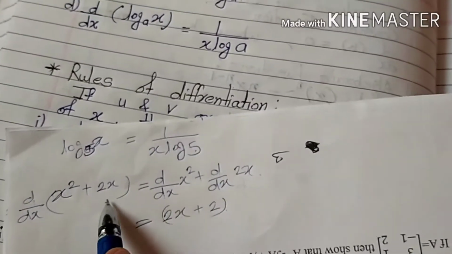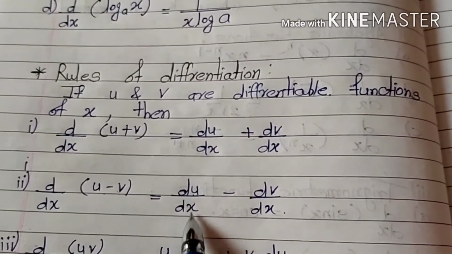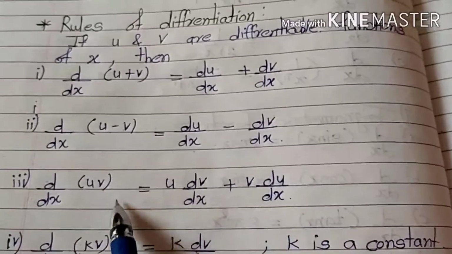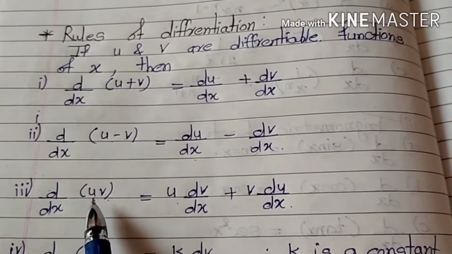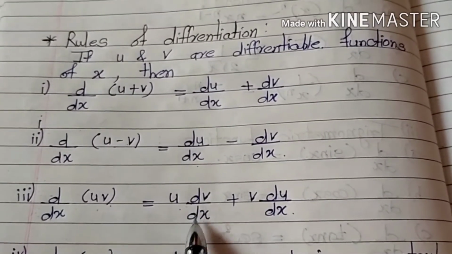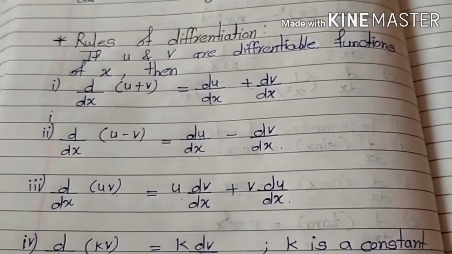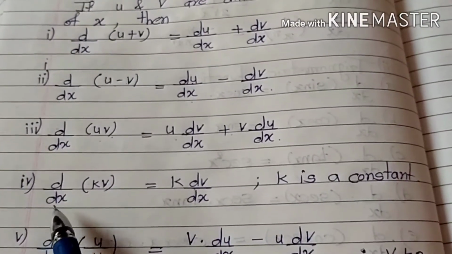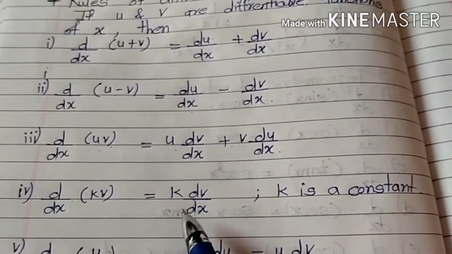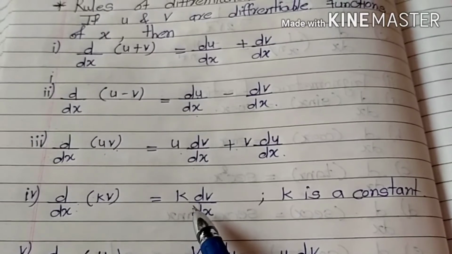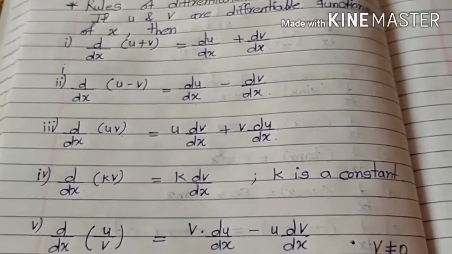Okay. It is the same for subtraction also. You can observe that u minus v. Now next, the derivative of u into v. So here u means the first function, then the derivative of the second function, plus v, then the derivative of the first function. Next, the derivative of a constant into some function, then at that time take the constant outside and apply the derivative on the function.